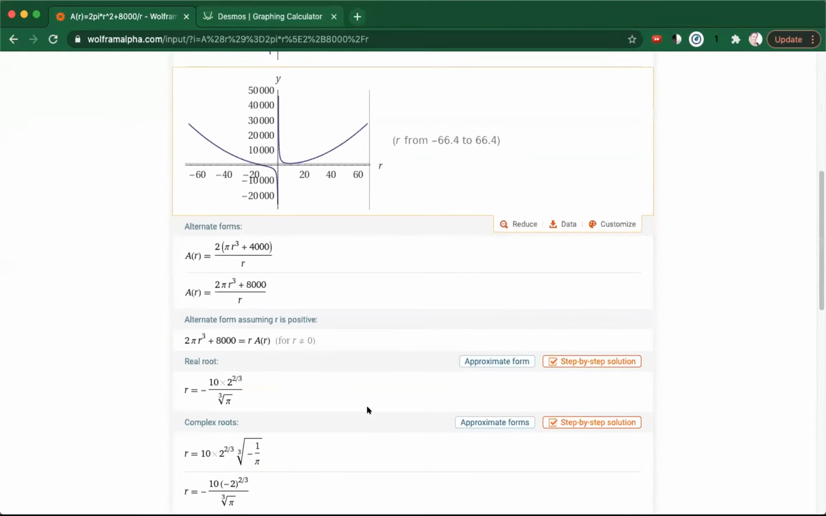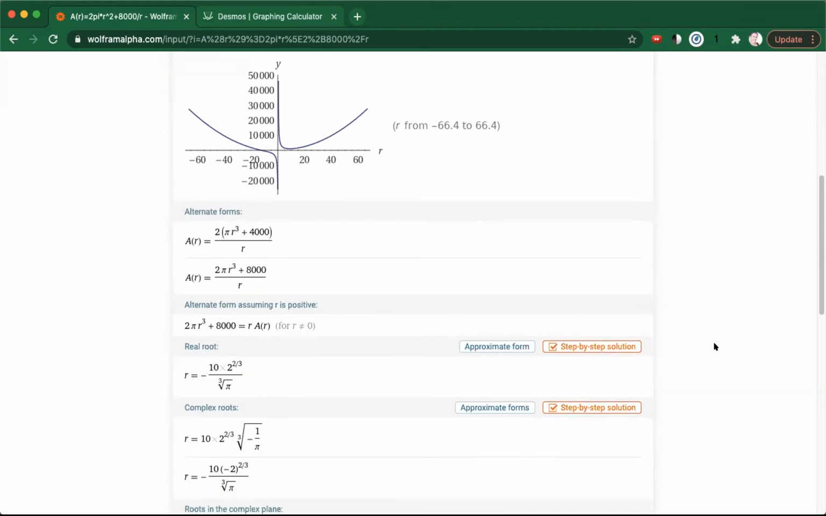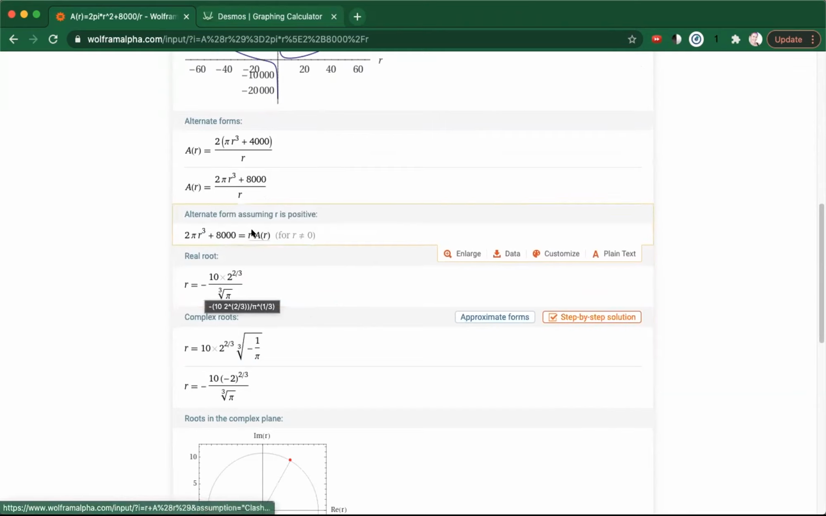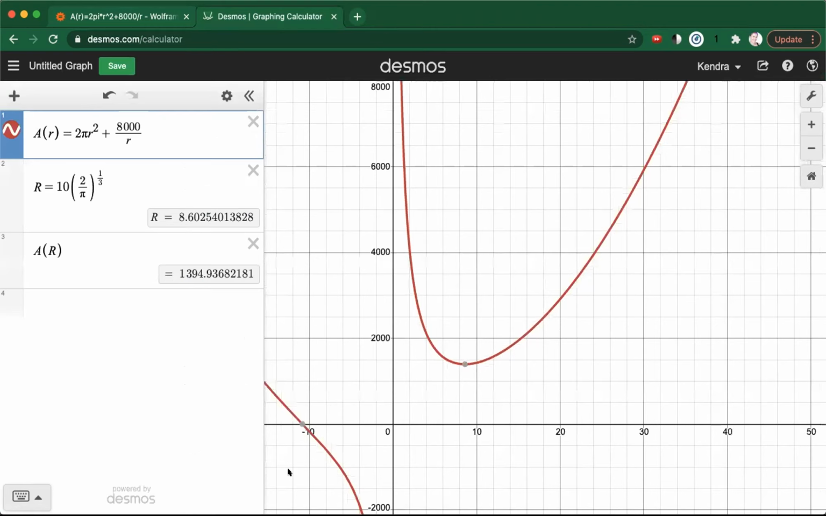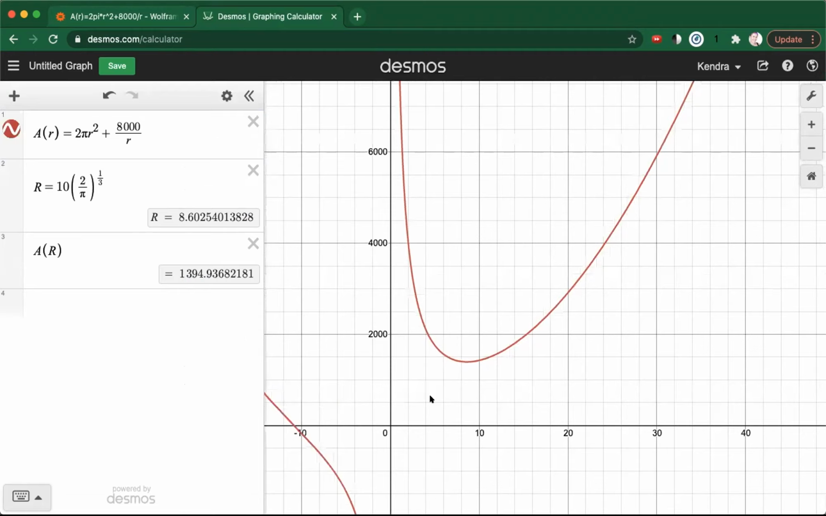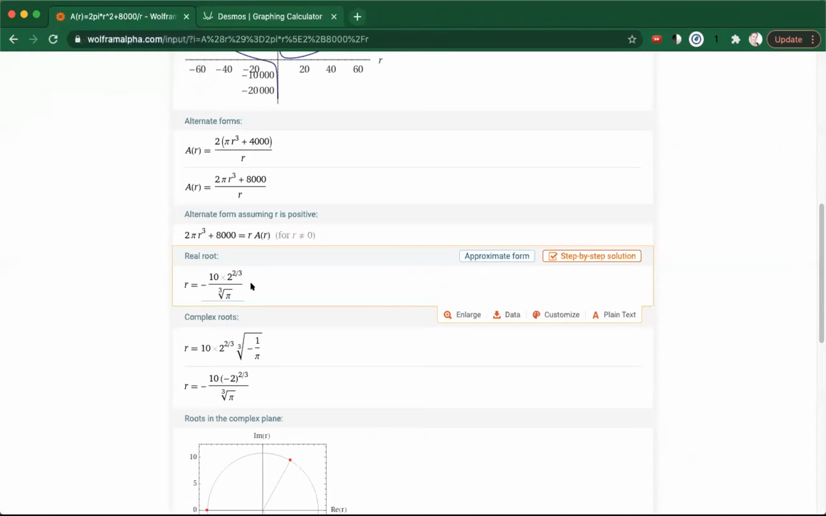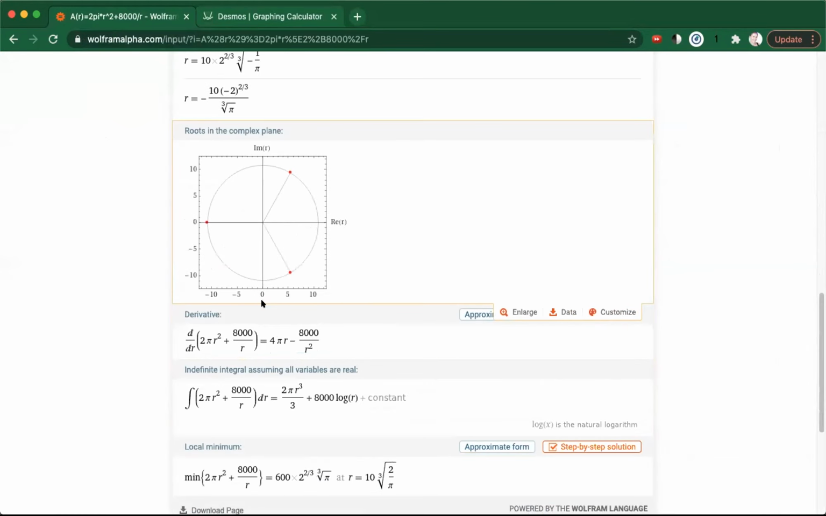So it gives a couple of alternate forms, rewriting it with a common denominator. Alternate form assuming r is positive, okay. It has a real root. The real root is a negative number, and here it is where r is a negative number. And I really don't care about that negative real root because it is irrelevant when we're talking about a paint can. R is a positive number. Complex roots, I don't care about these things.